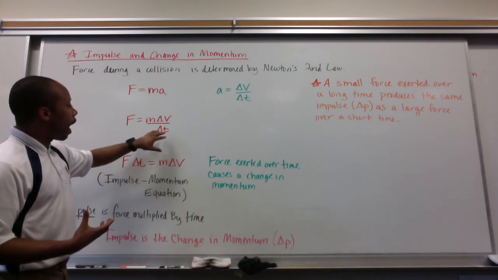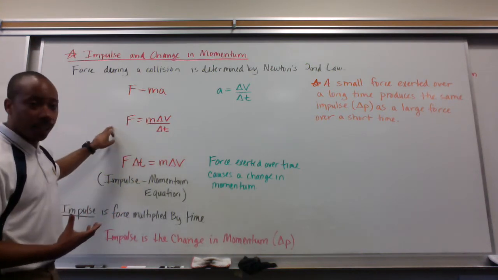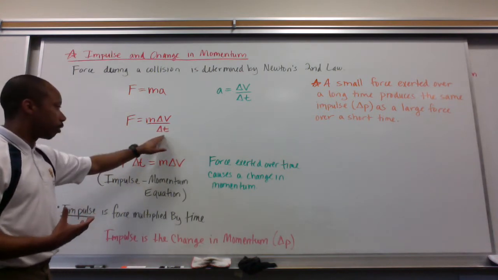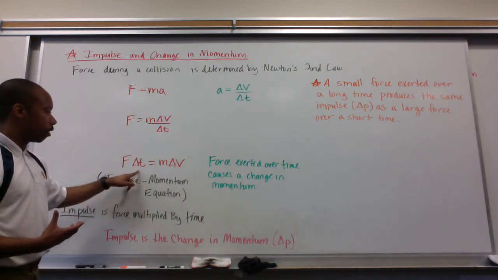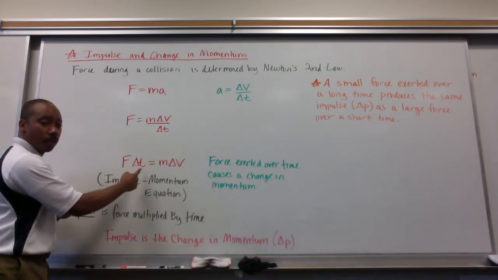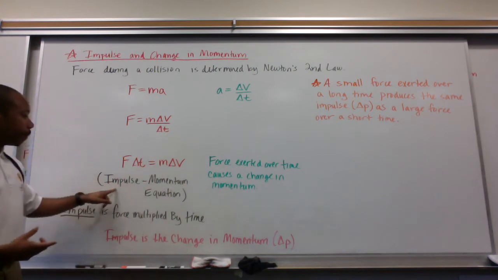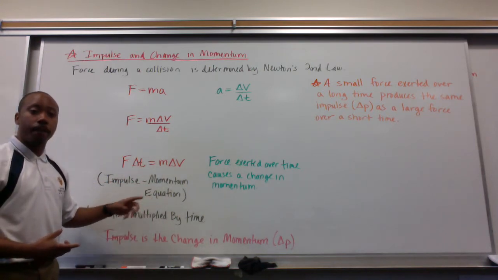Now, if we were to isolate the momentum portion of the equation by taking time and putting it over here, multiplying it by both sides, canceling out this side, we get this equation here. Now this is a force exerted over some time to cause a change in momentum. We call this the impulse momentum equation or impulse momentum theorem.